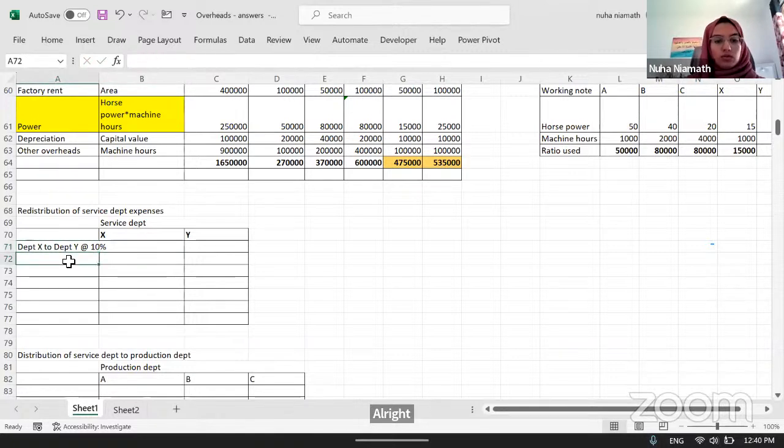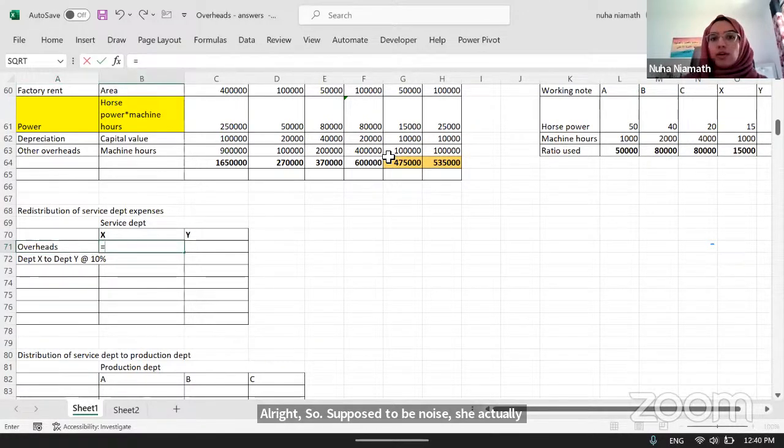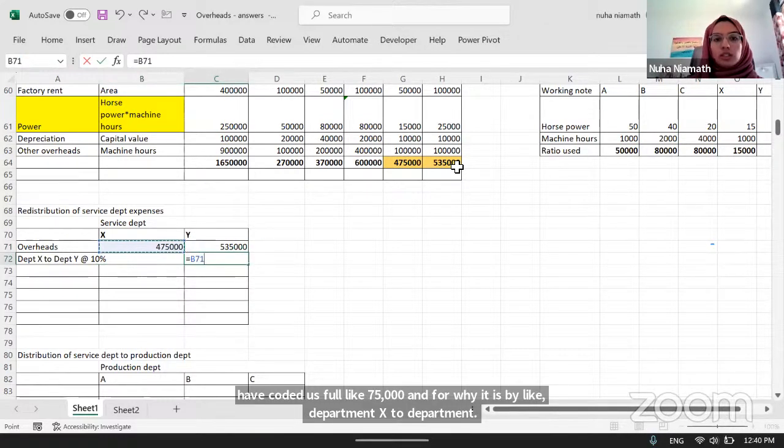So how that takes place is, please have a look. We know that department X expenses to department Y is 10%. So let's distribute department X to department Y at 10%. First we know the actual overheads. We have quoted 4,75,000 for X and for Y it is 5,35,000. Now department X to department Y. So first we will do this.